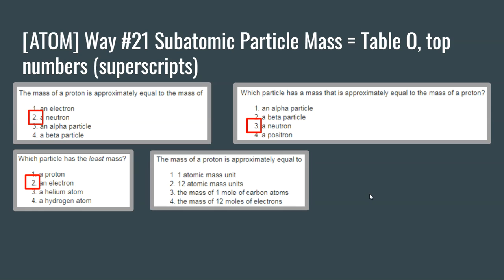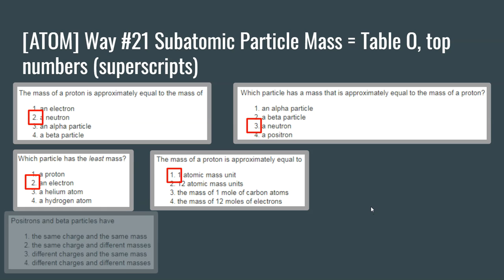The mass of a proton is approximately equal to, again, look at Table O and you can find the answer. The answer is 1 atomic mass unit. If you look up the mass of a proton on Table O, you'll find that the superscript number is 1, therefore it's 1 AMU.